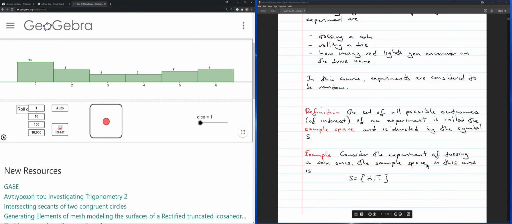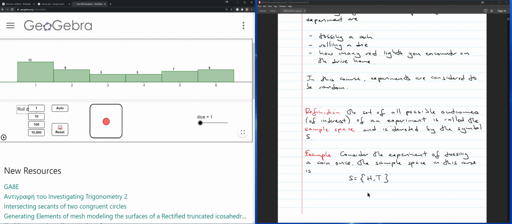Consider a different experiment, where we flip a coin and let it land, and we observe if we get a head or a tail. Remember what the sample space is supposed to be: the set of all possible outcomes of the experiment. So for this experiment of flipping a coin, what are all the possible outcomes?